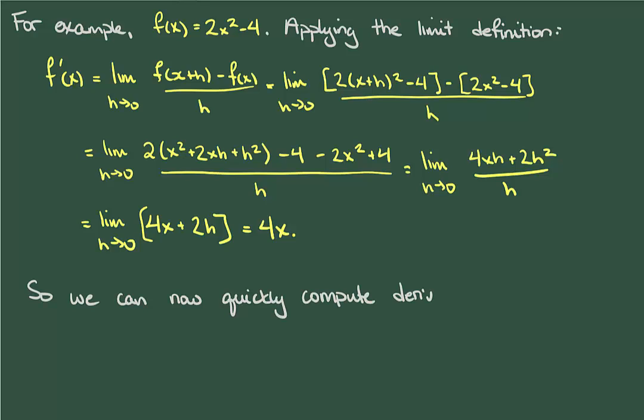So if we wanted the derivative at, say, x equals 3, we would compute f prime of 3 equals 12. Or say at x equals negative 2. No need to redo the computation. The answer is negative 8.